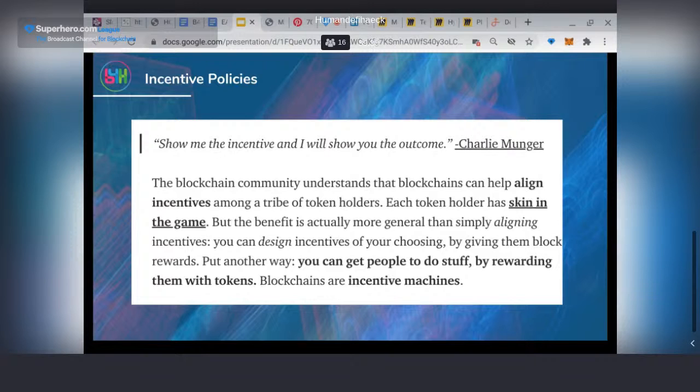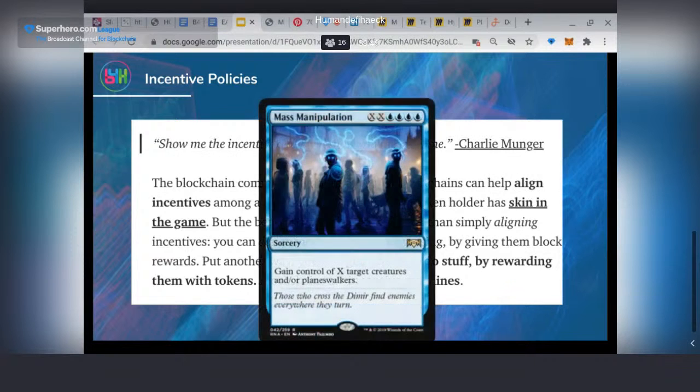We can manipulate people's behaviors with incentives, okay? With incentives, we can get people to do stuff just because we're rewarding them with tokens. So we need to be very aware of what we're doing. Please, if you think this is going towards a mass manipulation machine, be very careful. And how do you tackle that?